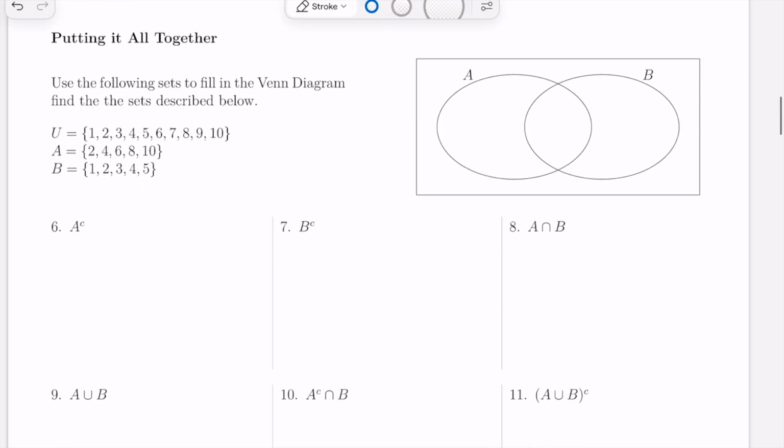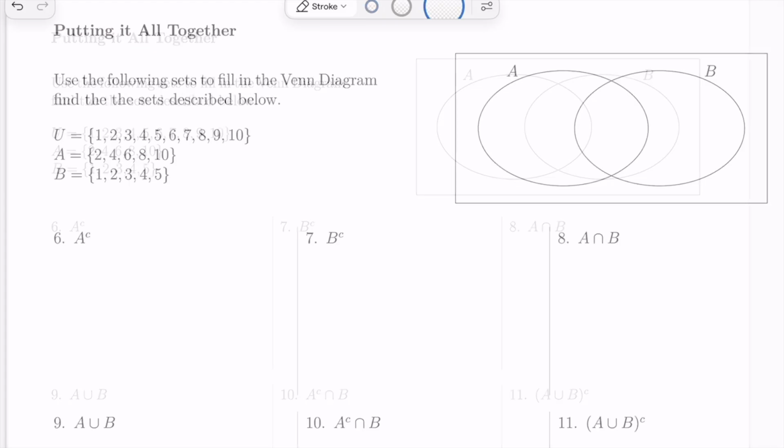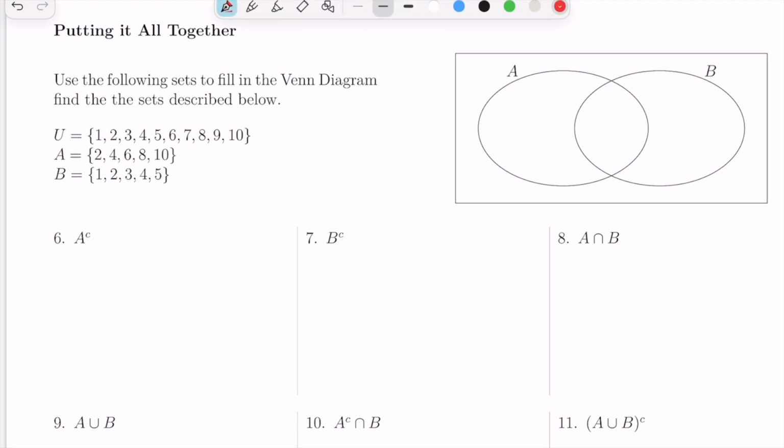All right, let's look at identifying where all these numbers go, and then we can start to answer the rest of these questions. When we want to put these numbers into a Venn diagram, there's a few different ways that you can go about doing this. One would be to look at each individual number and just decide where it goes.